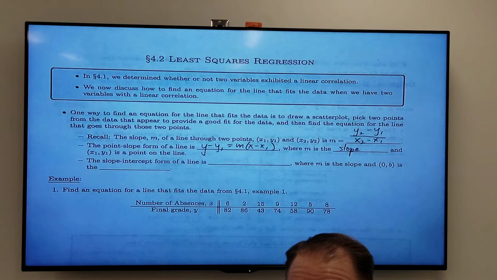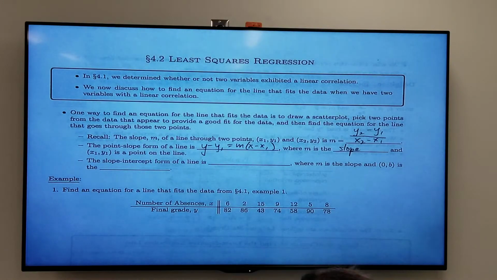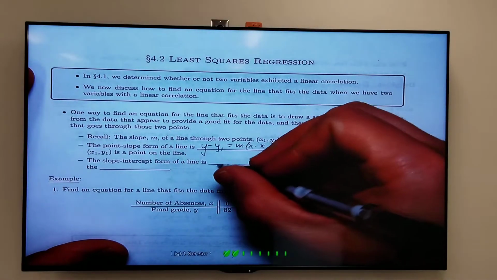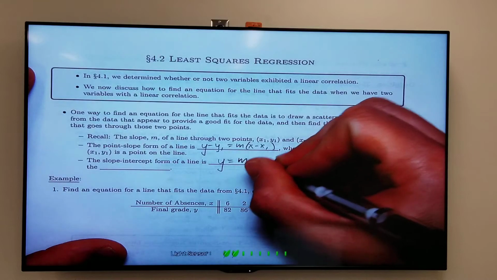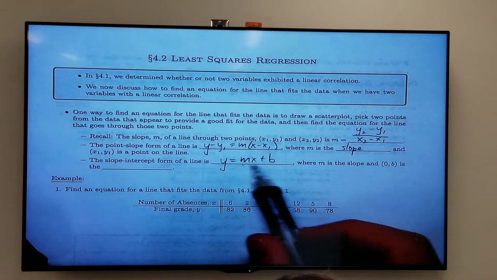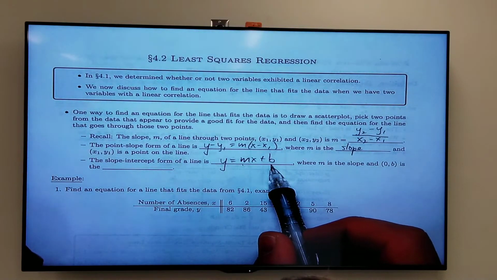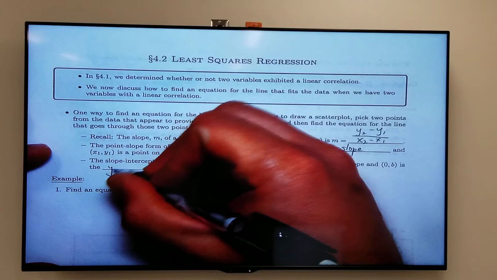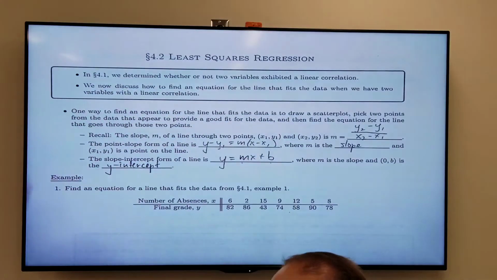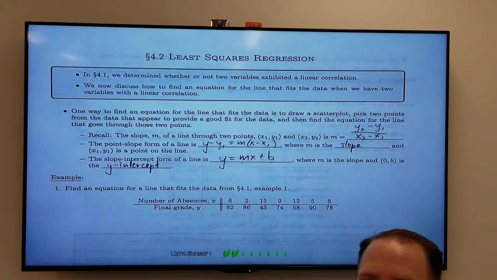By the way, y equals mx plus b form is called the slope-intercept form. So the slope-intercept form of the line is y equals mx plus b, where m is the slope and b is the y-intercept. In other words, the place where the line crosses the y-axis.